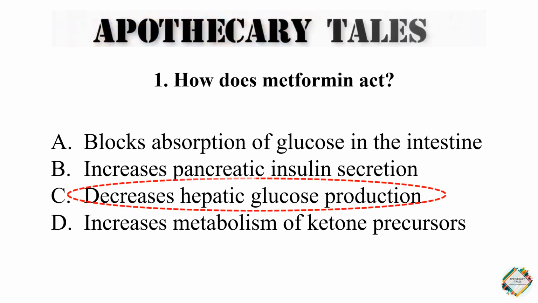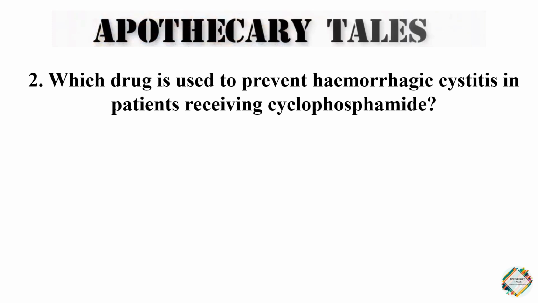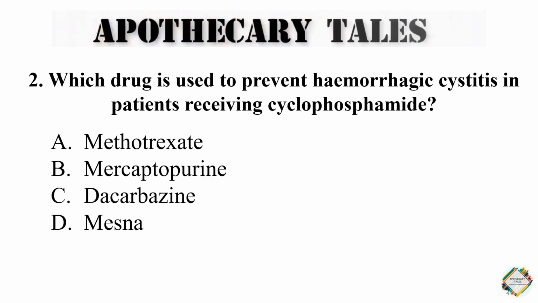Therefore, the answer to this question is option C. It decreases hepatic glucose production, thereby helps the cells of your body to absorb higher levels of glucose from the bloodstream, thereby helping to treat hyperglycemia. The second question is, which drug is used to prevent haemorrhagic cystitis in patients receiving cyclophosphamide? The options are methotrexate, mercaptopurine, dacarbazine, mesna.